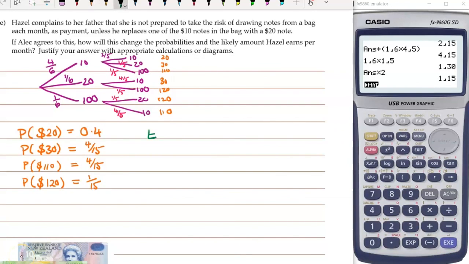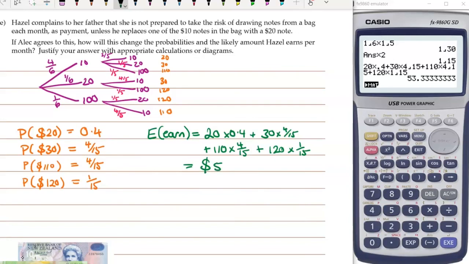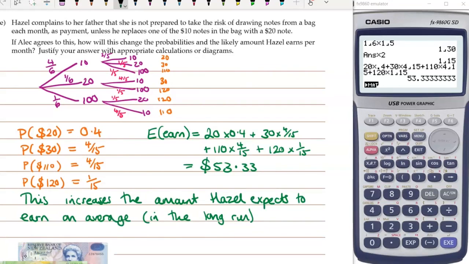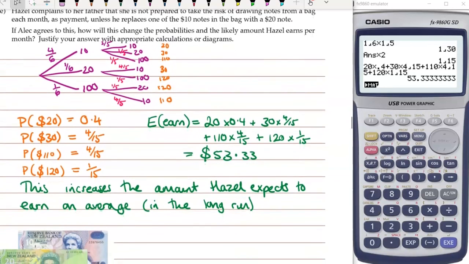Okay, so now we can work out her expected earnings. We'll do 20 times 0.4 plus 30 times 4/15, 110 times 4/15, and 120 times 1/15. Comes out to expected earnings of $53.33. So this increases the amount she could expect to earn on average, and it's more than the $50, so it's better than taking $50 per month.